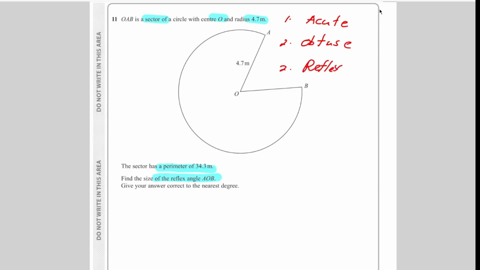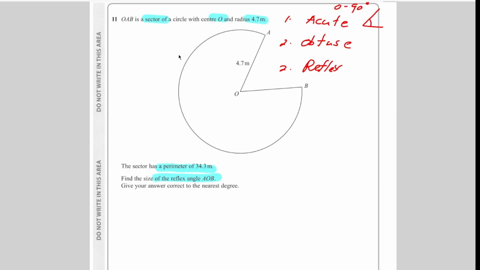Okay. Acute is the one which is less than 90. Any angle between 0 degrees and 90 degrees is acute. Can you see it is acute? So acute is the angle which is small, 0 to 90.